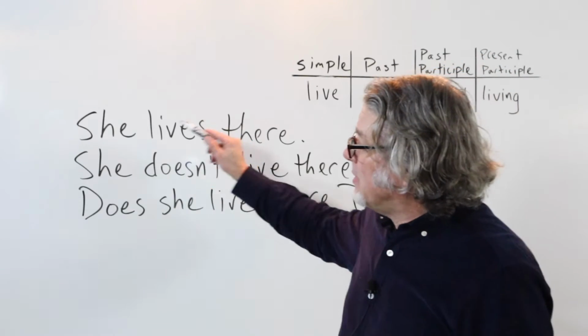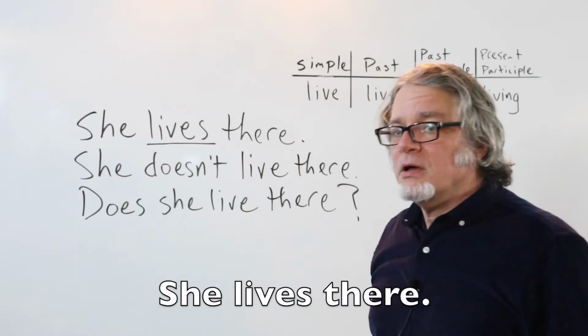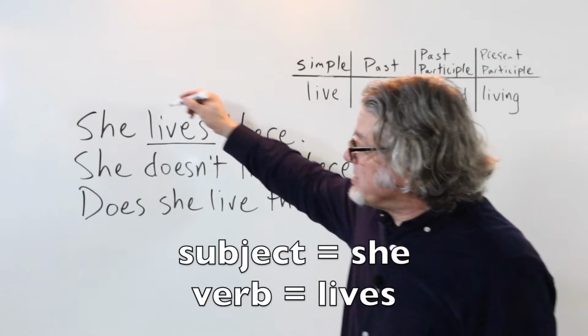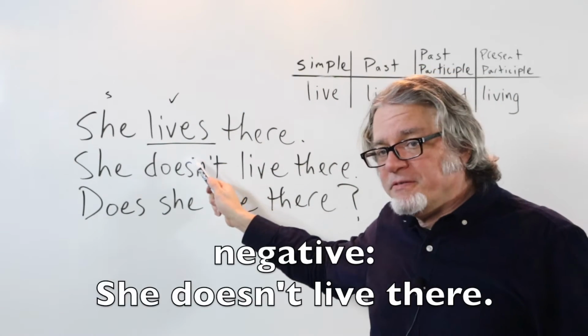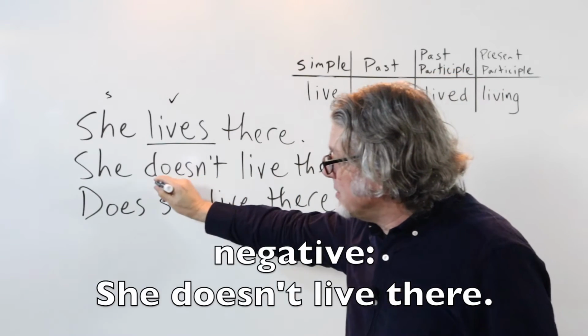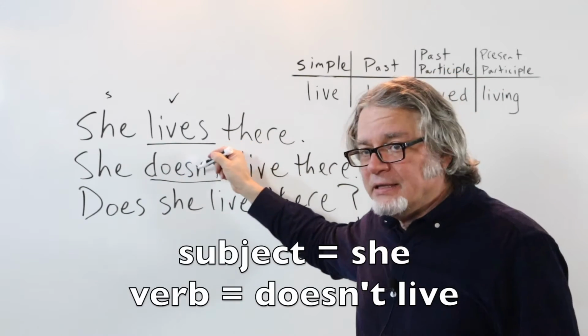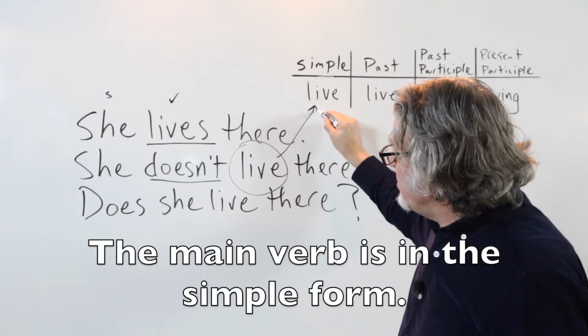In this example, she lives there. Here's the verb in the present tense. It matches the subject. Here's the negative. She doesn't live there. So here's the contraction, does and not. And this verb is the simple form.